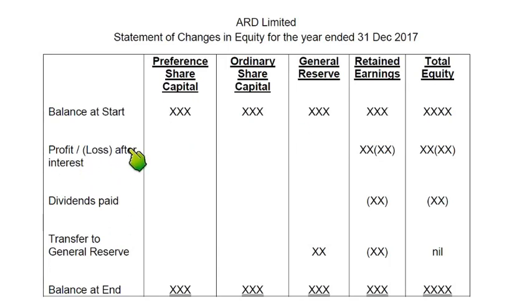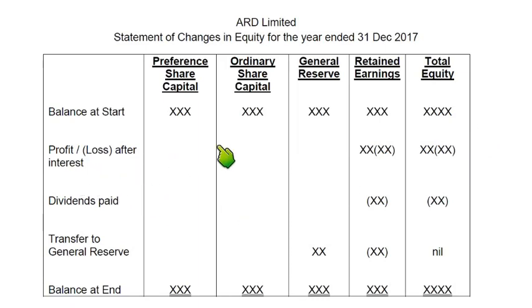One is profit and loss after interest. Where do we get this figure? This we get from the income statement. We have already discussed the income statement previously. The final answer for an income statement is profit after interest, also known as profit for the year. So if there is a profit, we'll add it to the retained earnings column, and if there is a loss, we'll deduct it from retained earnings. If the retained earnings increase due to profit, the total equity also increases. If the retained earnings decrease due to loss, the total equity also decreases.